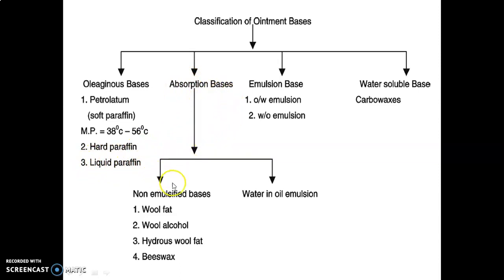Absorption bases are again classified into two types: non-emulsified bases, and water in oil emulsion, that is W/O emulsion, in which water is the internal phase while oil acts as the external phase. Non-emulsified bases are of four types, for example wool fat, wool alcohol, hydrous wool fat, and beeswax. Emulsion bases are of two types: O/W, oil in water emulsion, in which oil acts as the internal phase while water acts as the external phase, and W/O emulsion, in which water acts as the internal phase while oil acts as the external phase. Water soluble bases are carbowaxes.